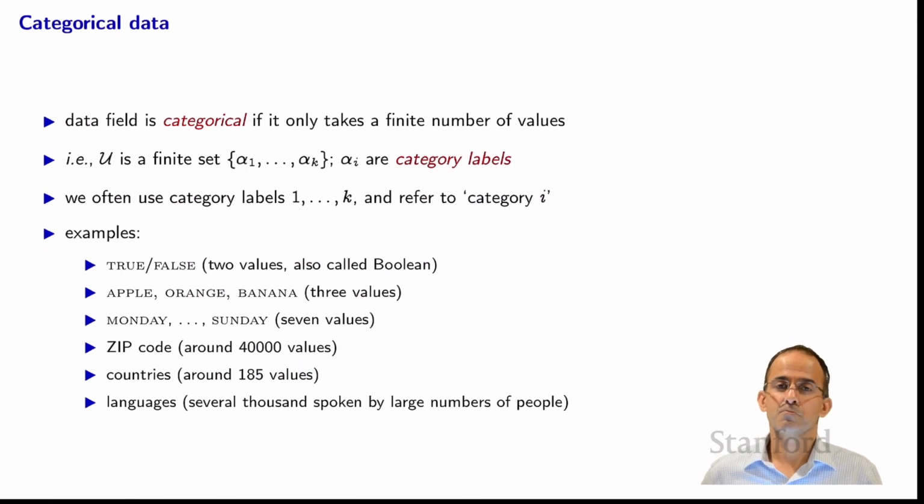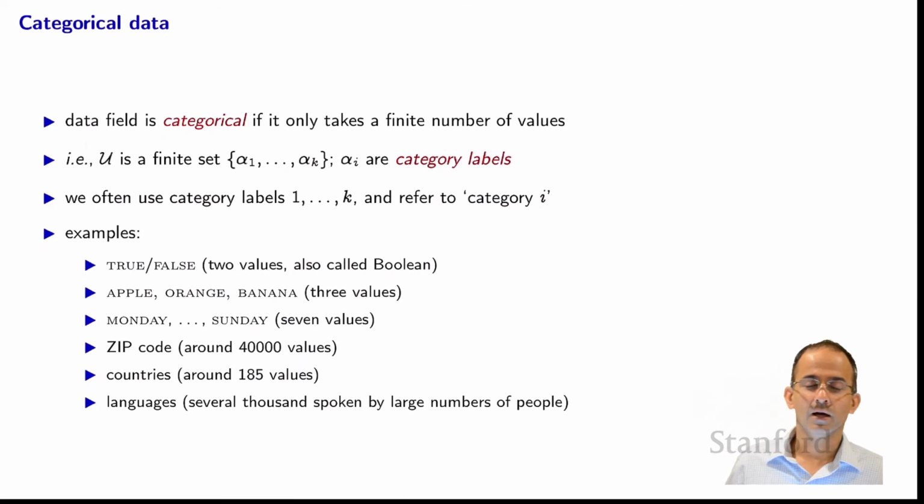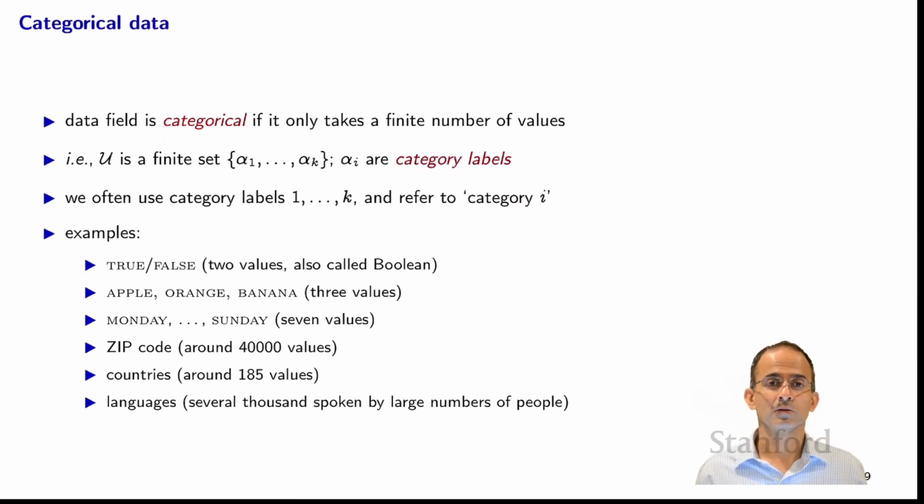You could just say, well, embed that as a real number. But then we'd ask the question, well, is that faithful? And we might conclude, well, there's no particular reason why 2 zip codes that are numerically close should be physically close. Sometimes they are, and sometimes they are not. Countries, of course, are not numerical at all, and there are maybe about 180 or so different countries that we might list, and it's just a bunch of different categories. Languages, there are several thousand different languages, at least those which are spoken by a large number of people.